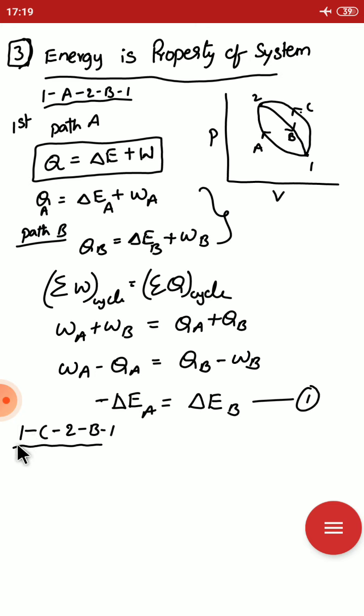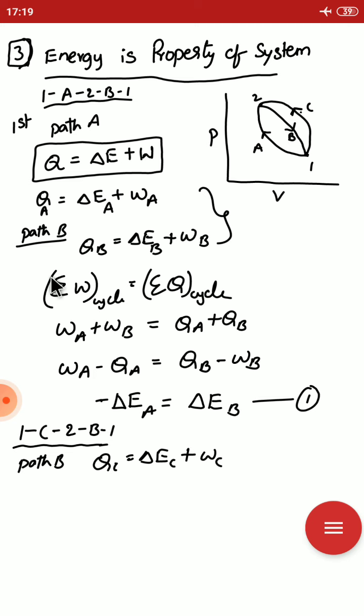Here the system is starting from 1 and moving forward through path C, and returns through path B to state 1 and completes a cycle. Here also it completes a cycle. First, applying the first law for the change of state for path B. Similarly, Q of C equals change of energy of C plus W of C.